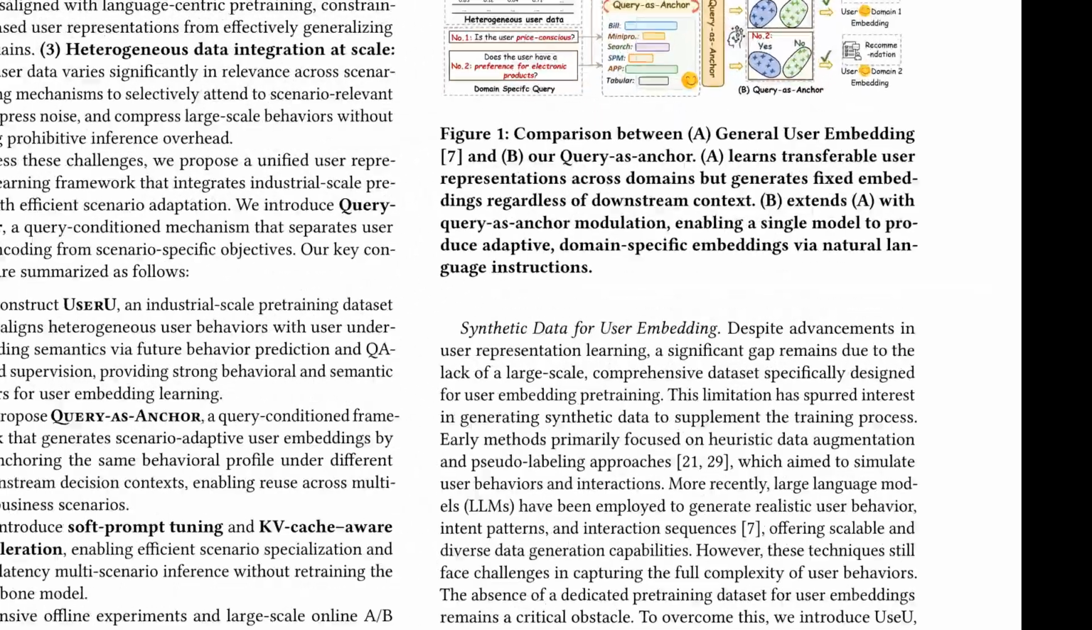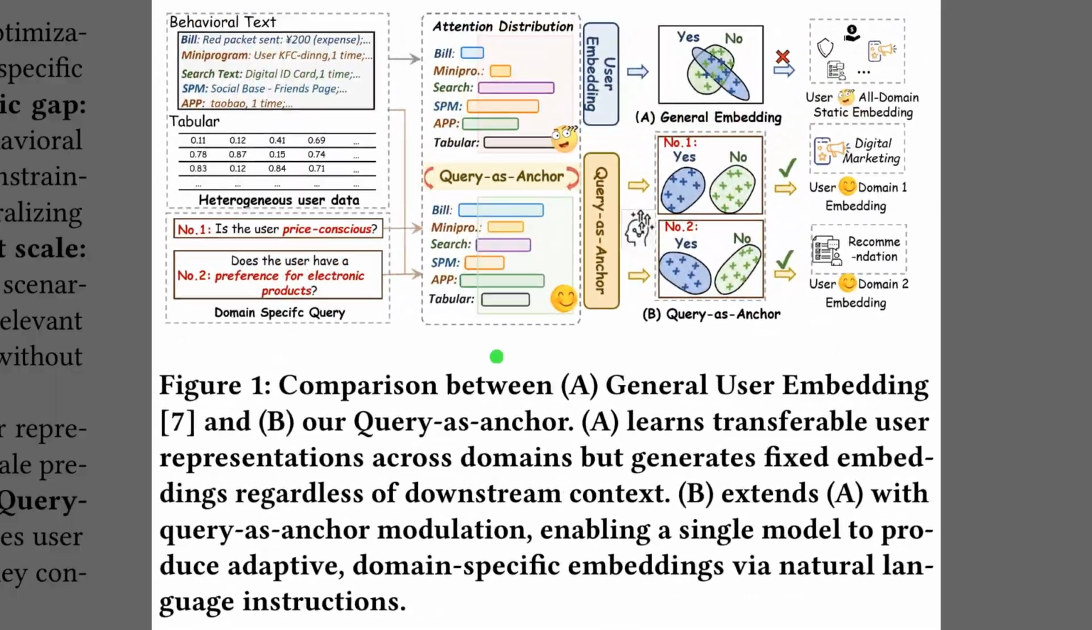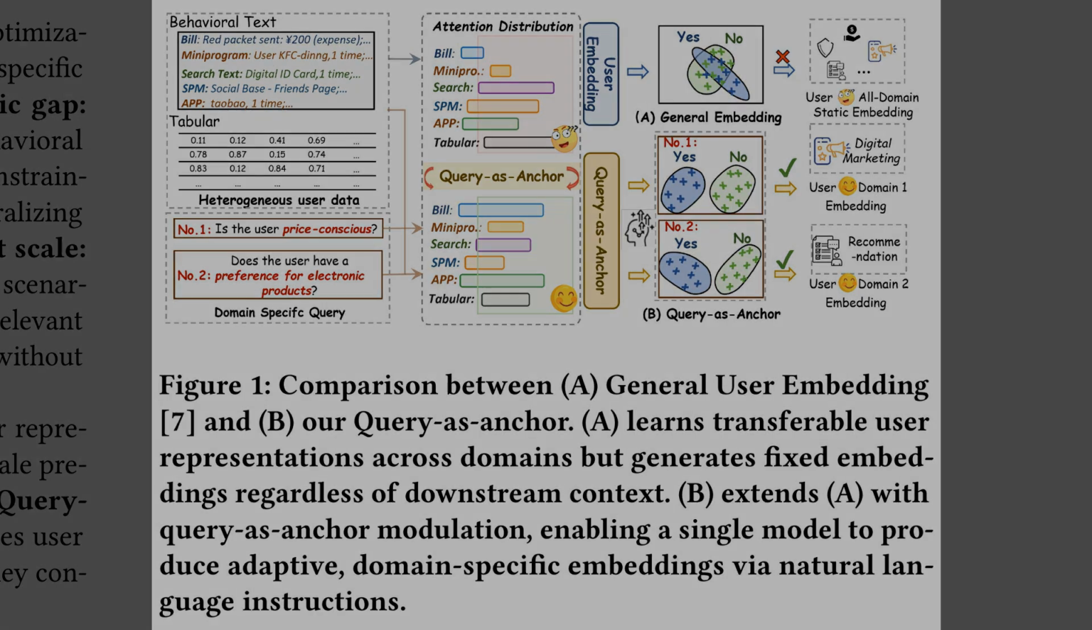Figure 1 compares the standard approach with the new Query as Anchor method. On the left, the diagram shows heterogeneous user data, such as transaction logs and search history. The top path, labeled A, represents general user embedding, which creates a single static vector for all tasks, often missing context-specific details. In contrast, the bottom path, labeled B, illustrates the Query as Anchor framework. Here the model uses a specific question to dynamically shift its attention, creating tailored embeddings that adapt to the unique requirements of each business scenario.